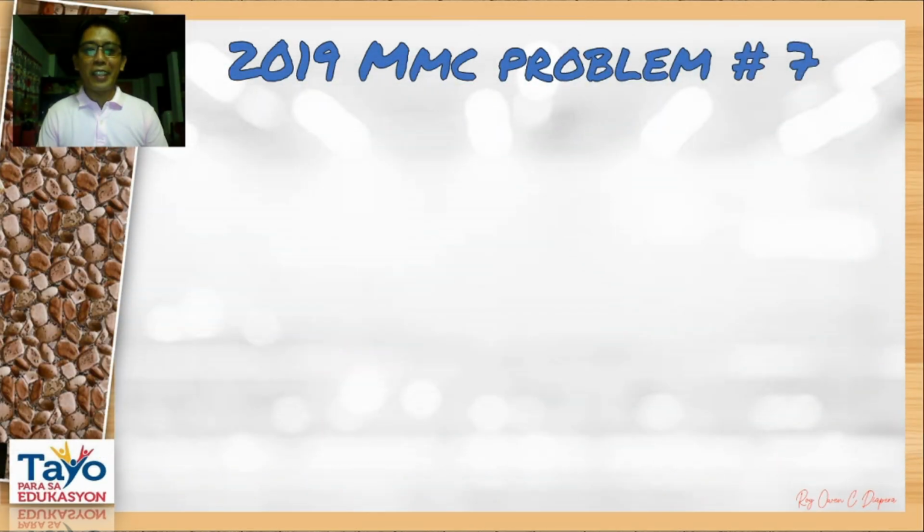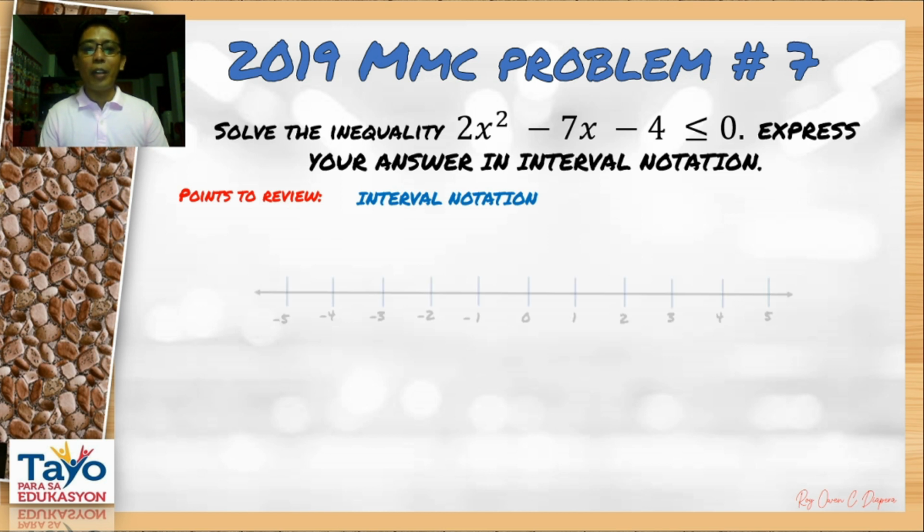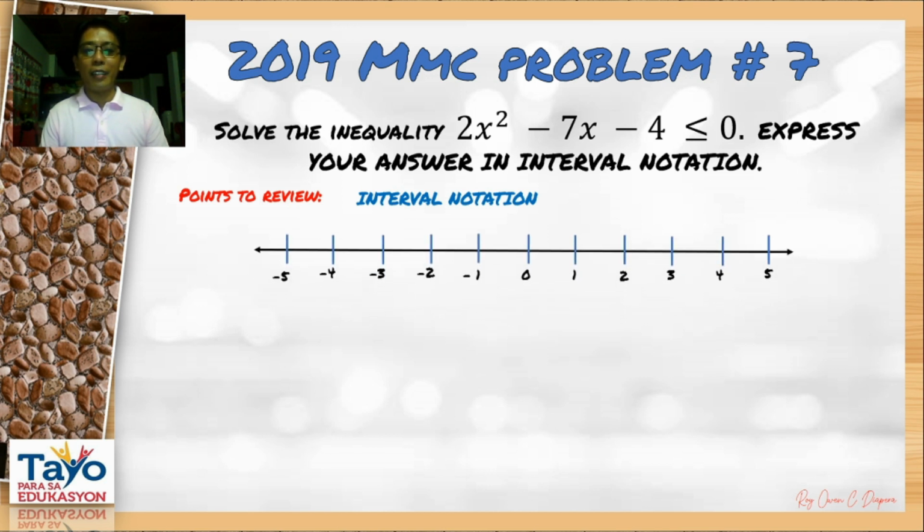Problem number 7. We are asked to solve the inequality 2x squared minus 7x minus 4 less than or equal to 0 and express your answer in interval notation. Now, before we can answer this question, allow us to review ourselves. What to review? Of course, the interval notation. So, example, we have a number line.